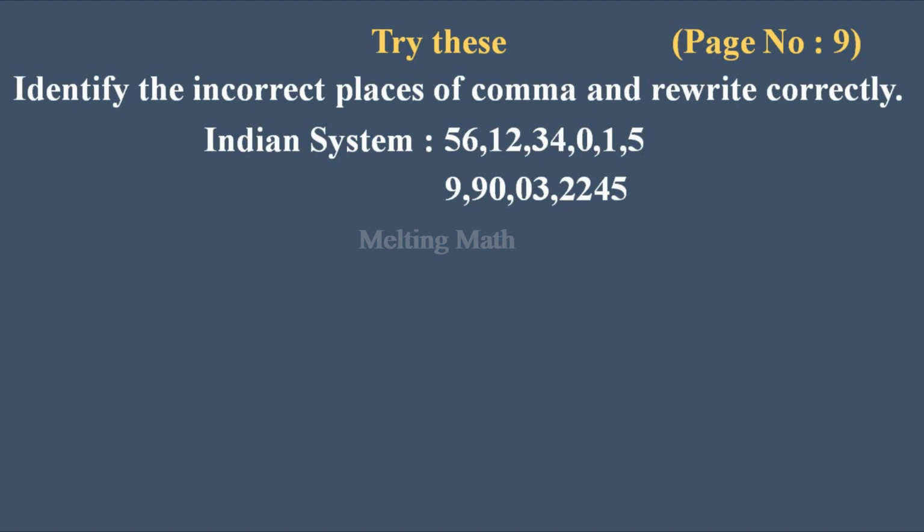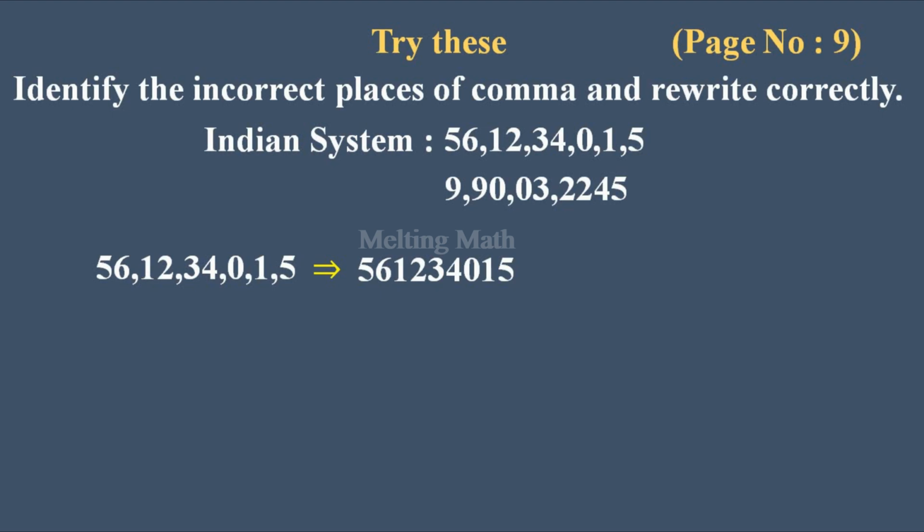So let's see the first one. Here also the commas are in the incorrect place. We have to place those commas in the correct manner. Okay. So for correcting the commas, first write that number and remove the commas. Then we have to write the place of each digit based on the Indian system.